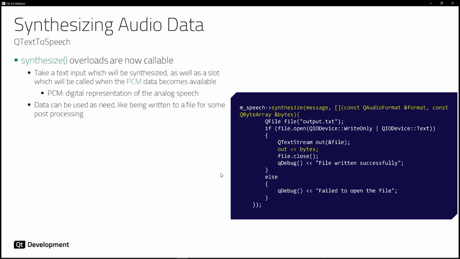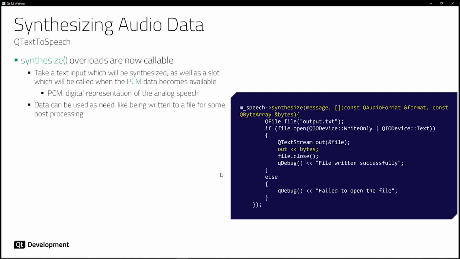All right, starting out with synthesizing audio data. So we now have access to the synthesize overload. This will take a text input, which will be synthesized, as well as a slot, which can be called when the PCM data becomes available. And if you're not familiar, PCM is basically just a digital representation of some analog speech. So then this data can be used as needed, like being written to a file for some post-processing.